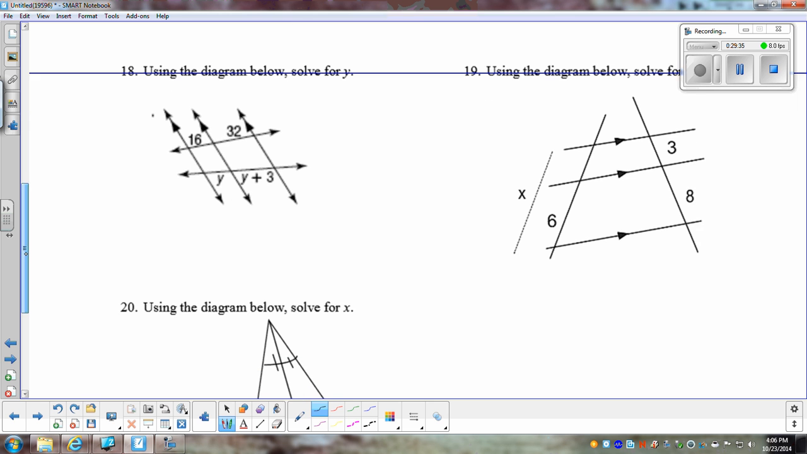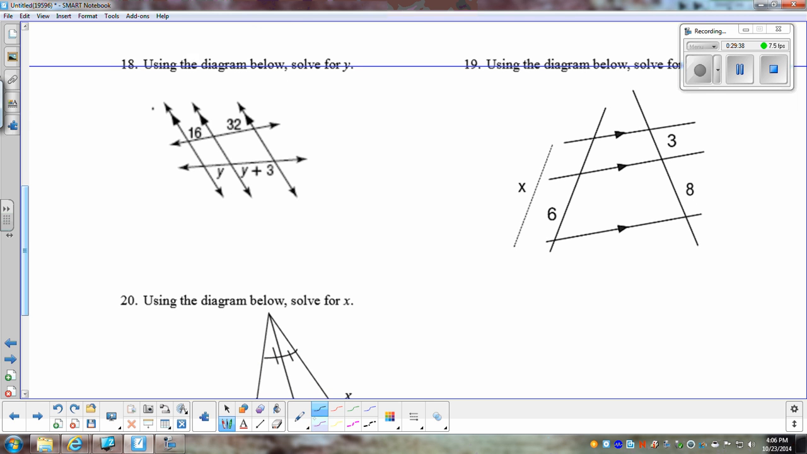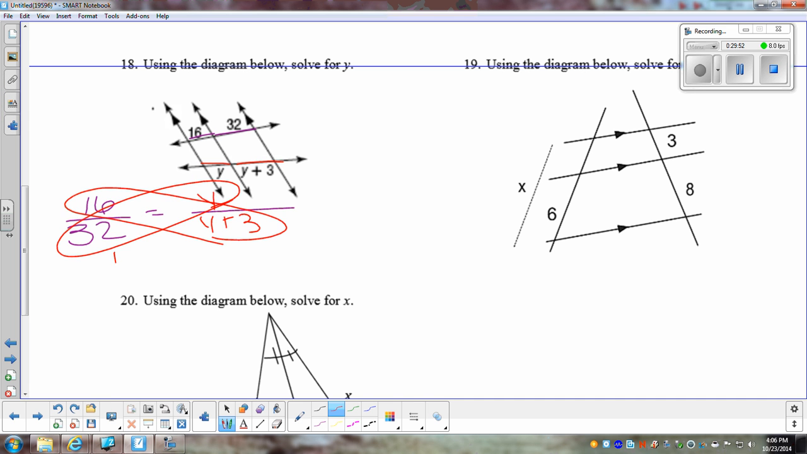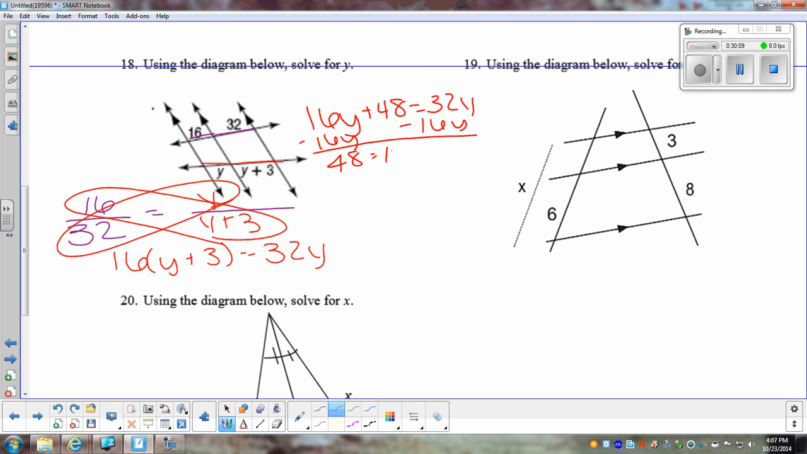Any one of those will work. 18, I need to set up some pieces. I know that 16 over 32 is proportional to y over y plus 3. Cross multiply. 16 times y plus 3 equals 32y. Distribute. 16y plus 48 equals 32y. Subtract the 16y. 48 equals 16y, divide by 16, I get y equals 3.